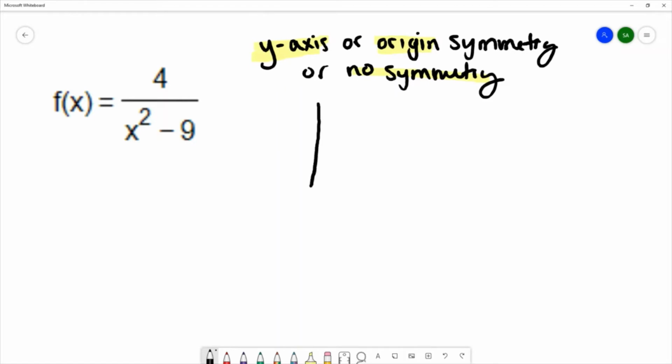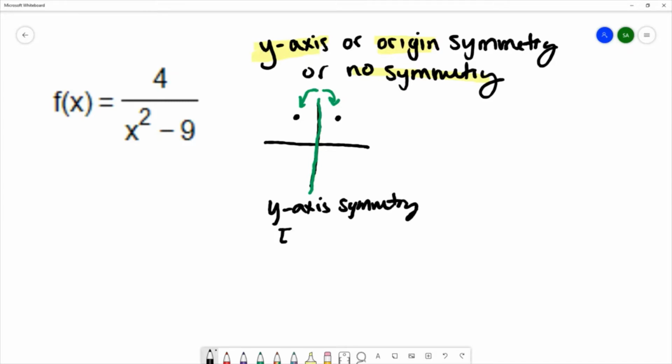For a graph to have y-axis symmetry, you would have a mirror image or reflection over the y-axis. That means that any point to the right of the y-axis would have a mirror image on the left of the y-axis. This, as I said, is called y-axis symmetry. And any function with this type of symmetry, we give it the name of an even function.